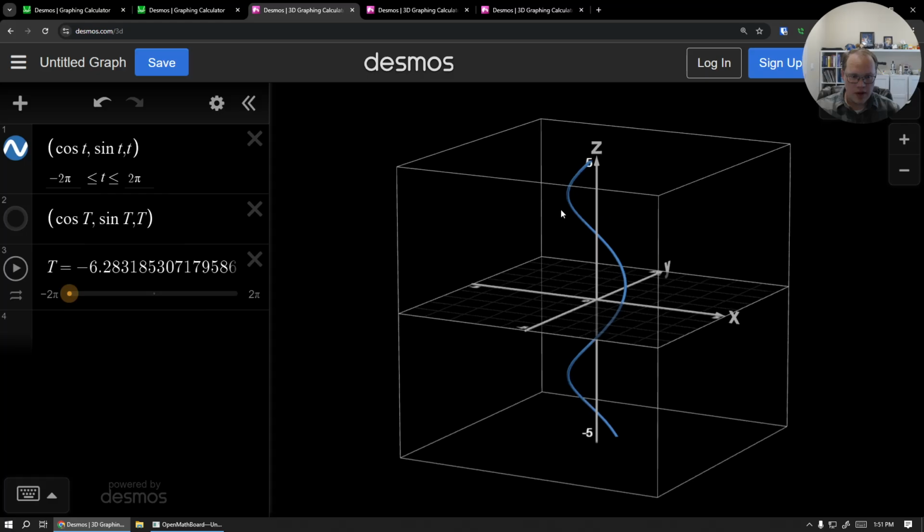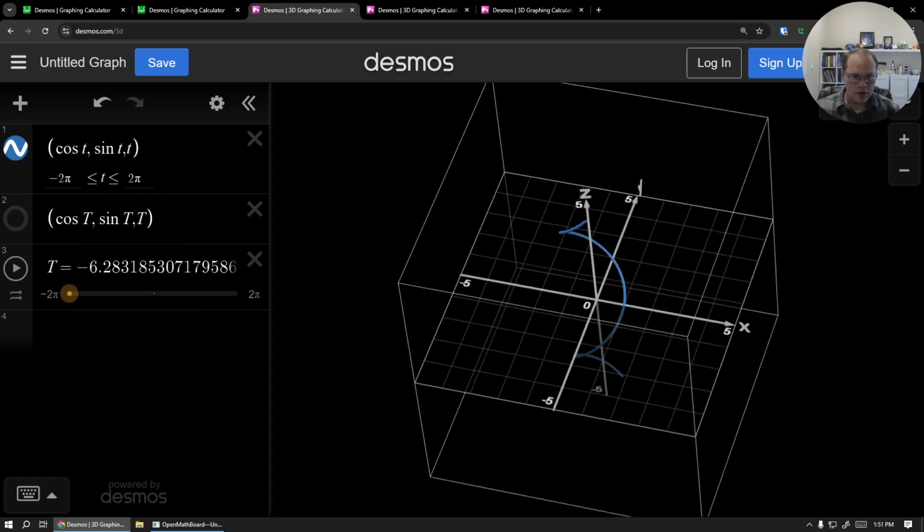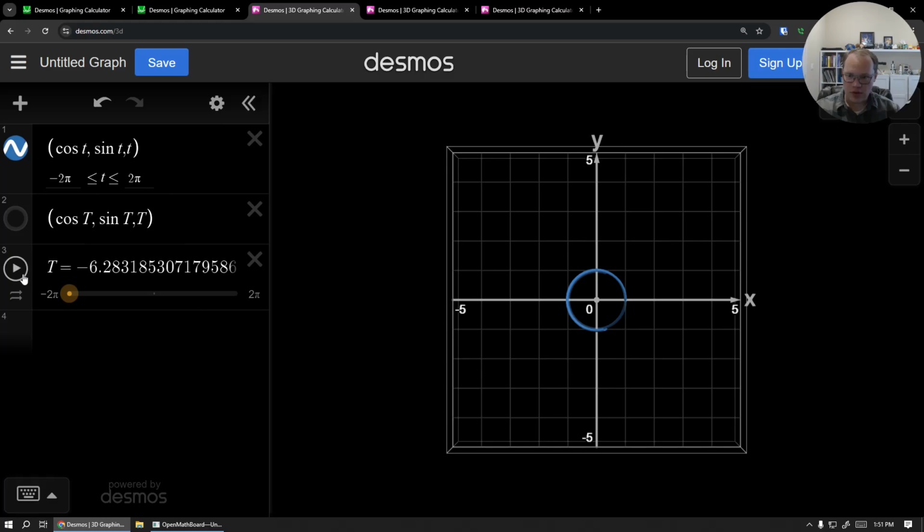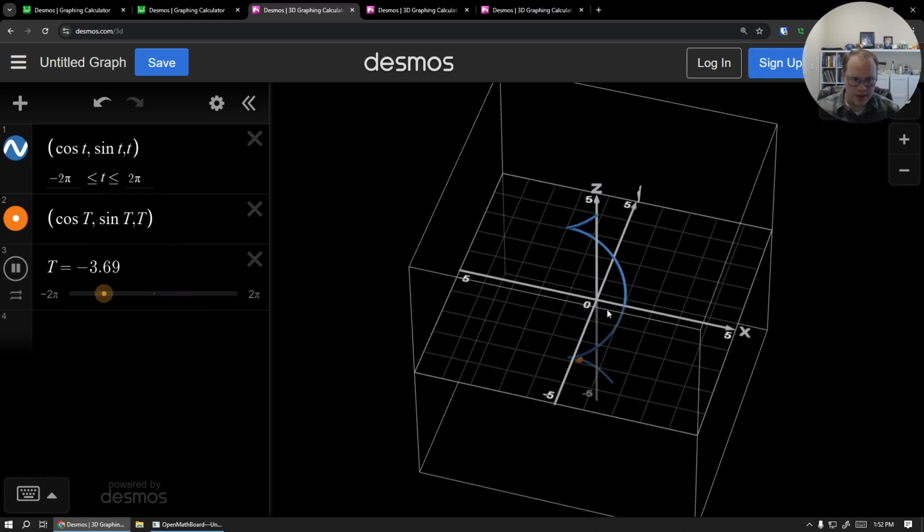Okay? So there's our corkscrew. But look, if we look at just the xy plane, we get a circle. And if we focus on just that plane, we see that we go around the circle. Okay?